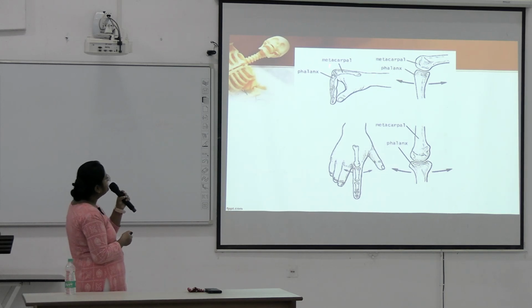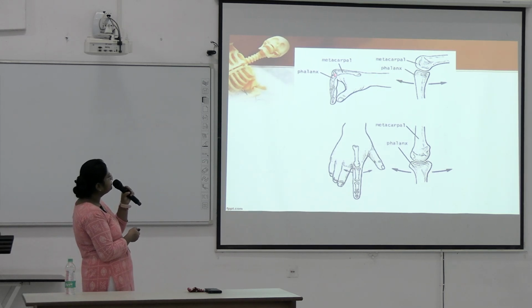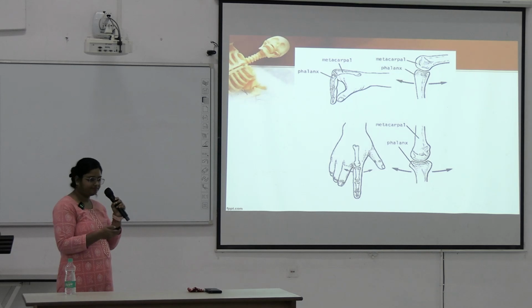And here you can see the metacarpophalangeal joint, here metacarpal and proximal phalanx. Okay. Here also an elliptical joint is present.